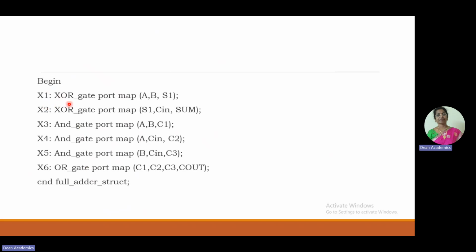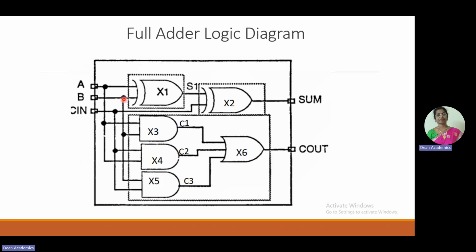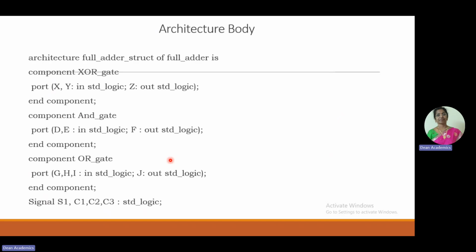Begin. X1 is XOR gate port map with A, B, and S1. Let us see this logic diagram once. Similarly, X2 is XOR gate port map with S1, Cin, and sum. In this way, we get the final sum. And X3 is AND gate port map with A and B and C1. So A, B are the inputs and C1 is the output. Like that, we write all these port map statements as we have seen here.